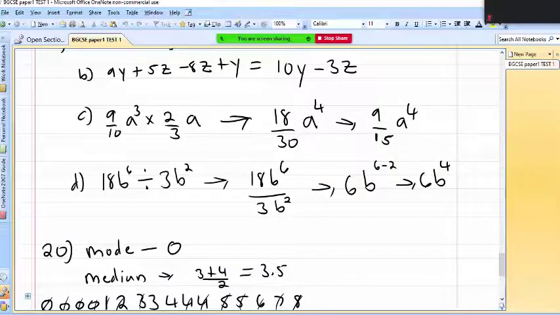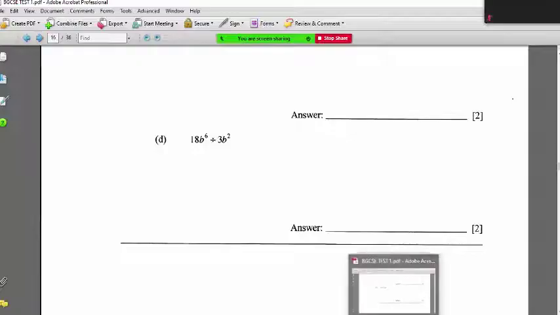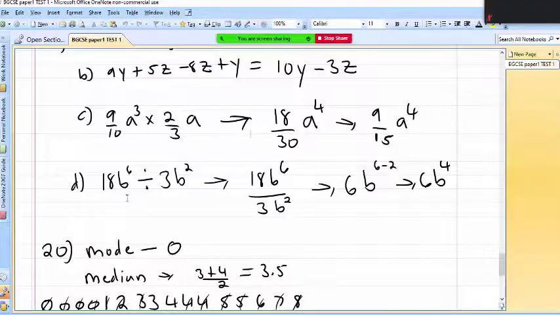And then we have D. You're going to use division here. Again, the rule for powers, you need to know your rules. When you're dividing powers or exponents, you subtract the powers. When you're multiplying exponents, you add the powers. So in this case, you're dividing, so you have to subtract. 18 divided by 3 gives me 6. B to the 6 divided by b to the 2 gives me b to the 6 minus 2, which is b to the 4. So therefore I have 6b to the 4.